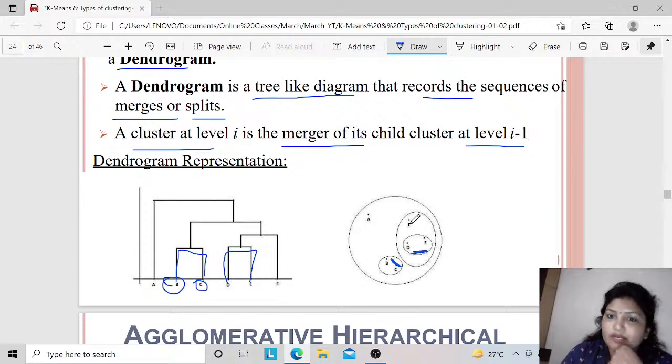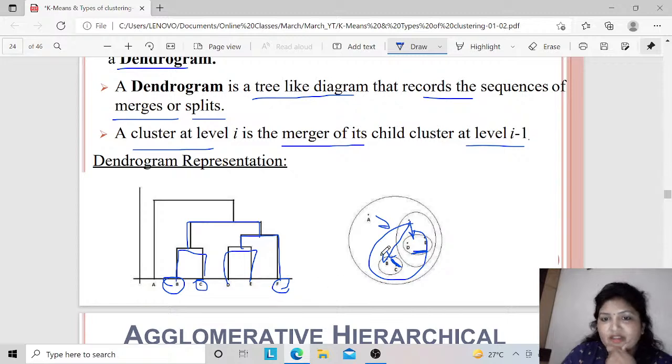Then we know that F is nearer to this cluster rather than this cluster, right? So F is now merged with the D and E cluster. And then we can say that B, C, D are nearer to each other rather than A. So we have merged all those points. Now we are going to merge the A point with our main cluster.